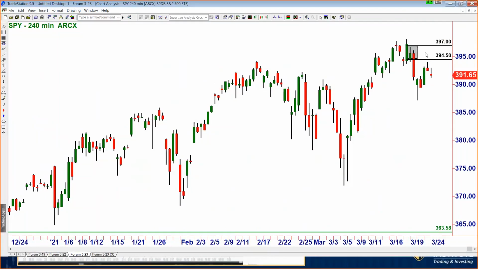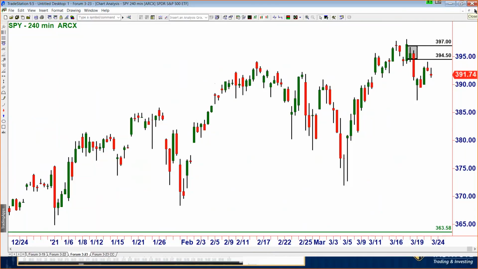And that's because the equity index markets around the world are designed to go up over time. We can have a whole other session on that. But either way, 394.50, we'd expect the market to have trouble going higher and likely turn lower. So that's the SPY up there.